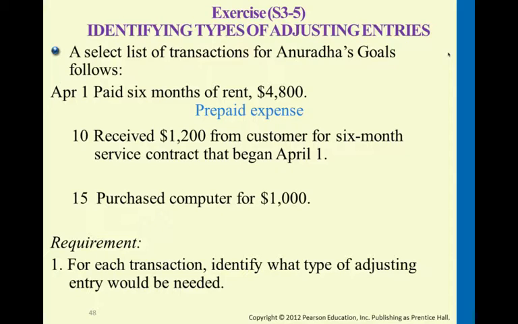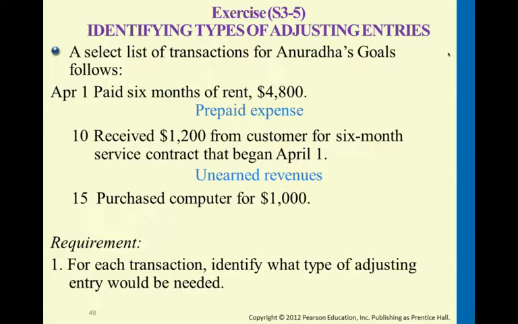That's correct. April 10th, received $1,200 from the customer for a 6-month service contract that began April 1st. So you're collecting a bunch of money in advance from the customer, meaning later on you will have to turn that part of the liability into actual service revenue. So this will be under the category of unearned revenue, exactly, to collect cash in advance.